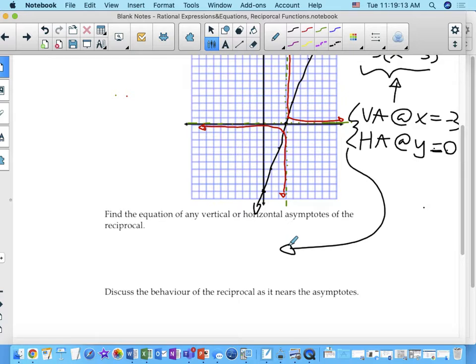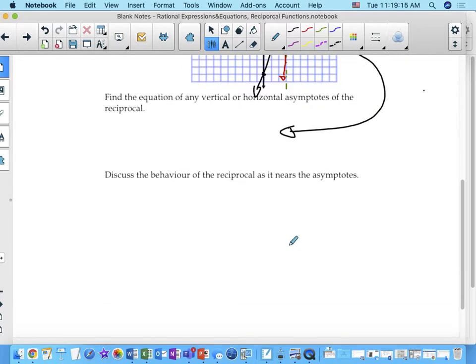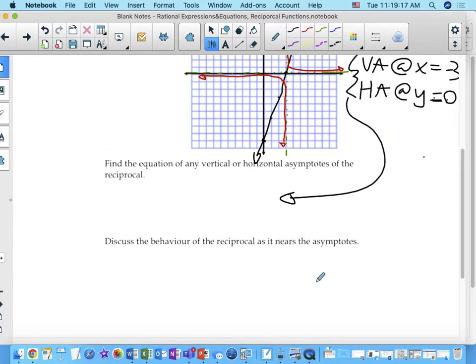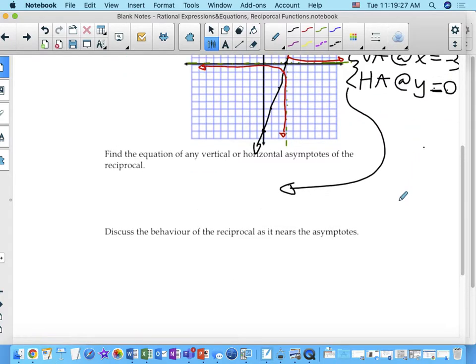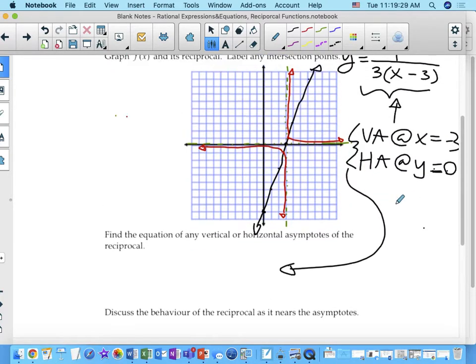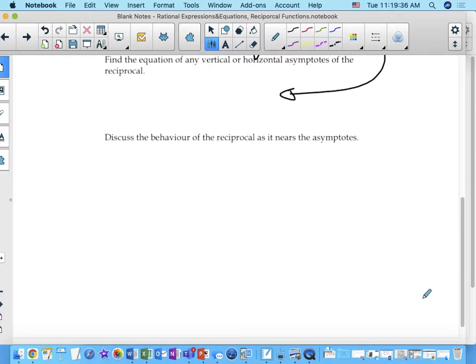Okay? Discuss the behavior of the reciprocals as it nears the asymptotes. So as x approaches infinity, y is... and basically what we want to do is discuss the behavior of the reciprocal as it approaches the asymptotes. When you're asked to discuss the behavior as it nears the reciprocal, here's what you want to do. You want to describe four things.